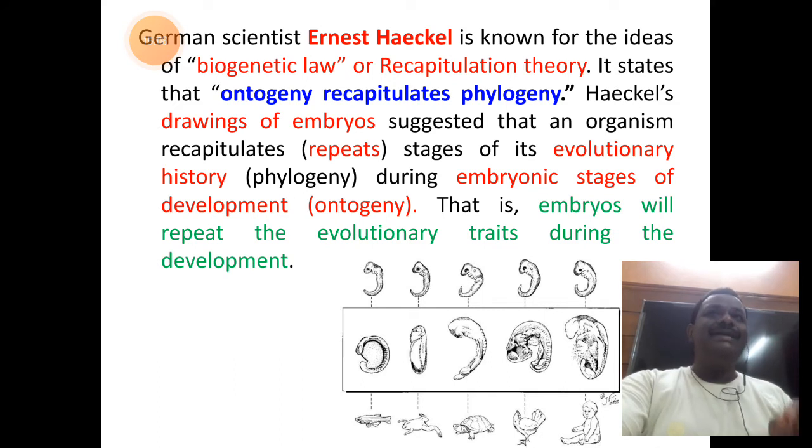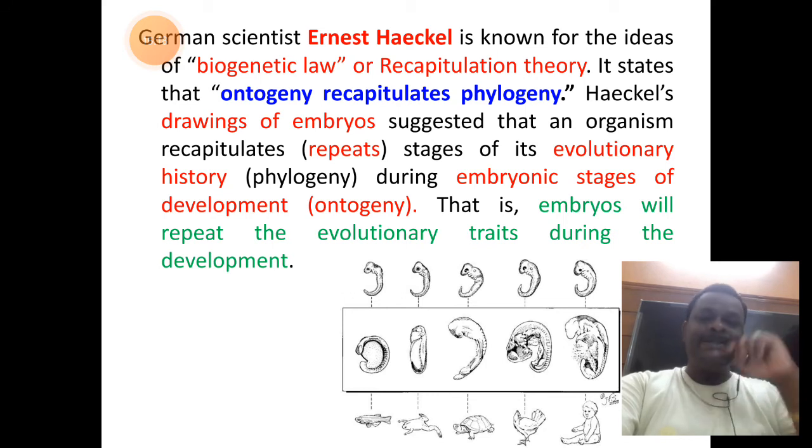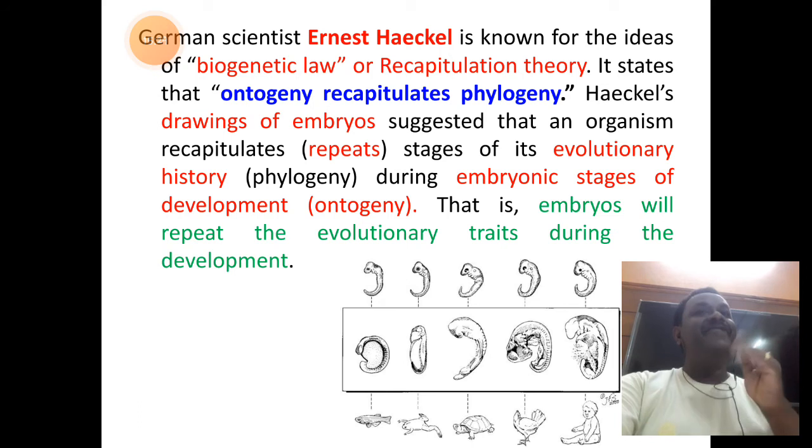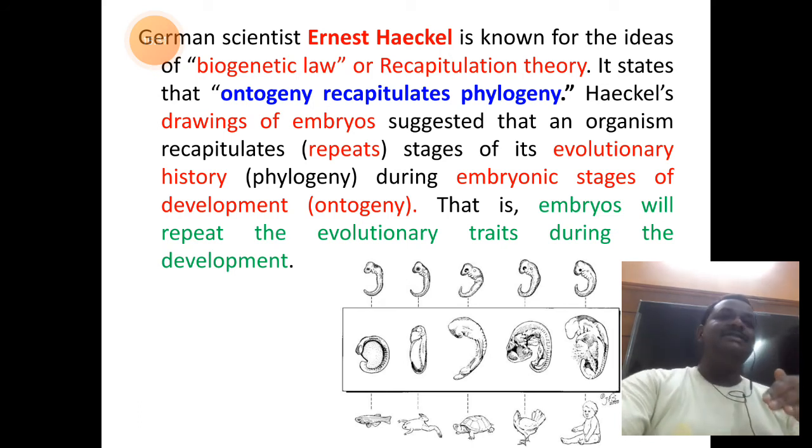Ontogeny means developmental stages of an organism. Phylogeny means the evolutionary history or the ancestral history of the organism. So during the developmental stages of an organism, the organism will repeat the features of their ancestors in the embryonic development. So some stages of the embryo appear to be like that of their ancestor. That's what the concept means here.